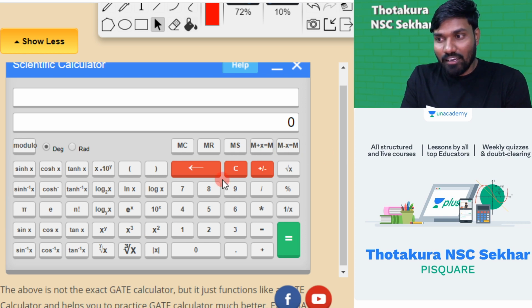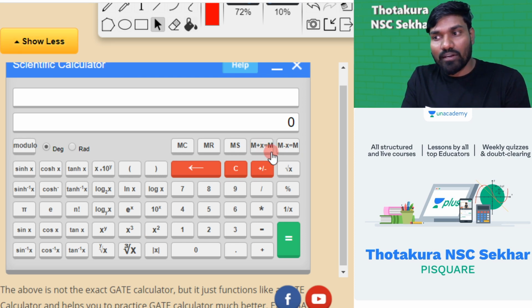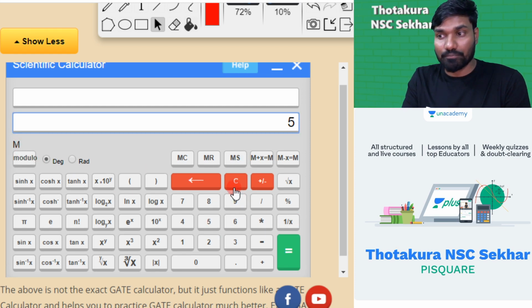Look at this. Now tell me, I think you can easily say what this will do. Suppose the moment I enter 5, I stored it in memory. 5 is stored in the memory. Now 3 is there here, in the display 3 is there.